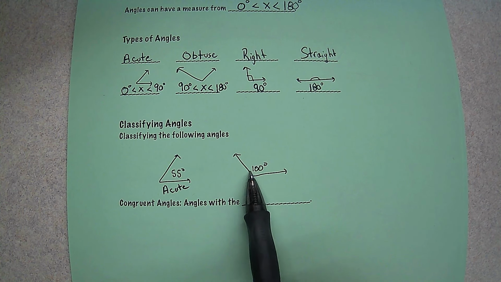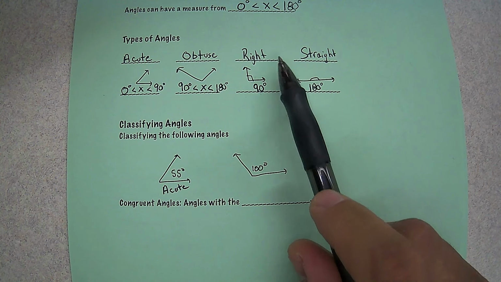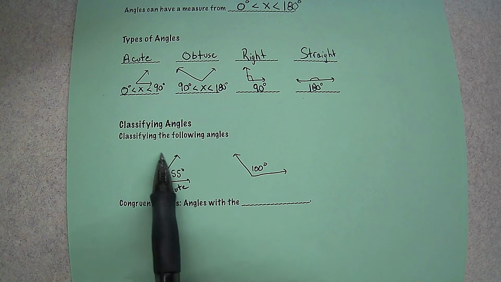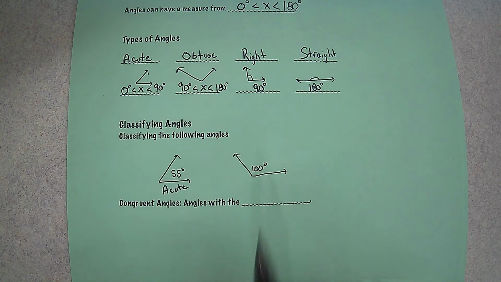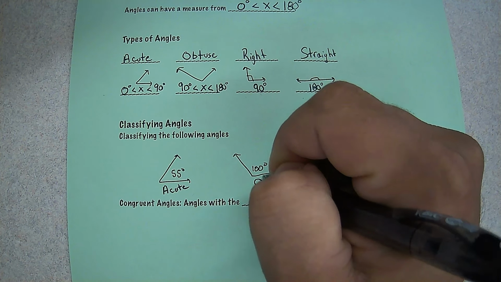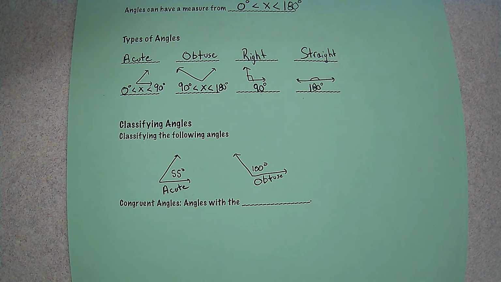Next one, we have 100 degrees. Well, it's not 90 or 180, so it's not a right or a straight angle. 100 is in between 90 and 180, so this would be an obtuse angle.